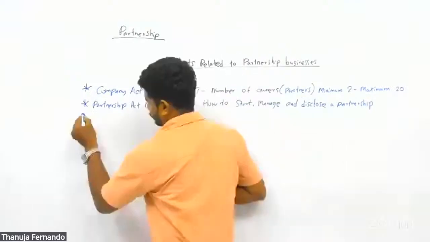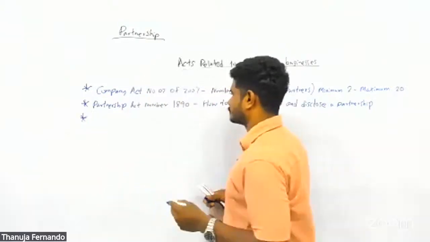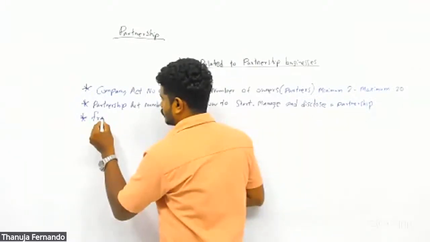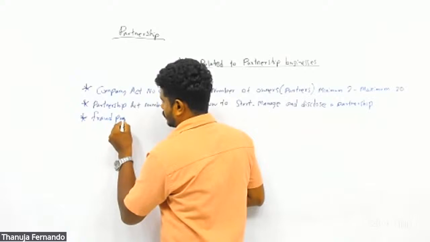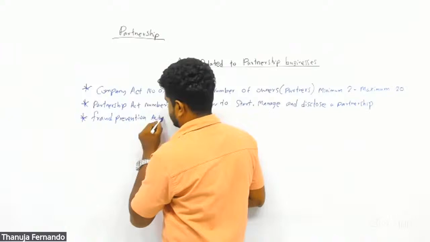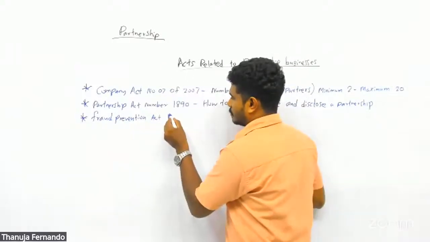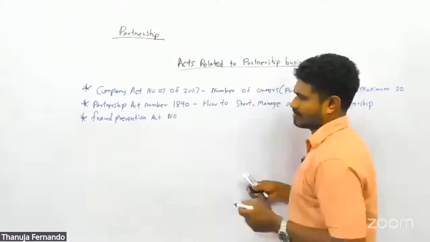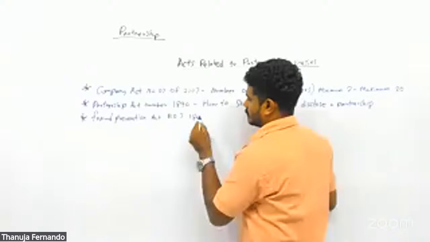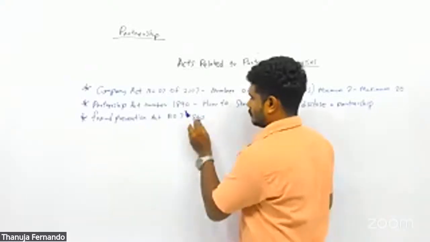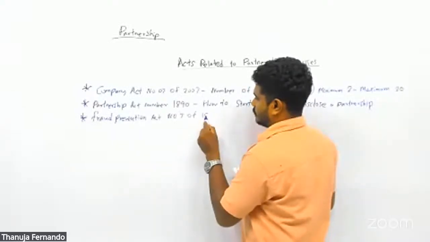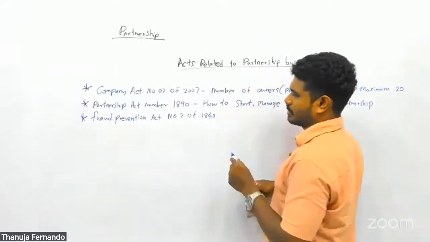And the third one, Fraud Prevention Act number 7 of 1840. It's a very important Fraud Prevention Act.